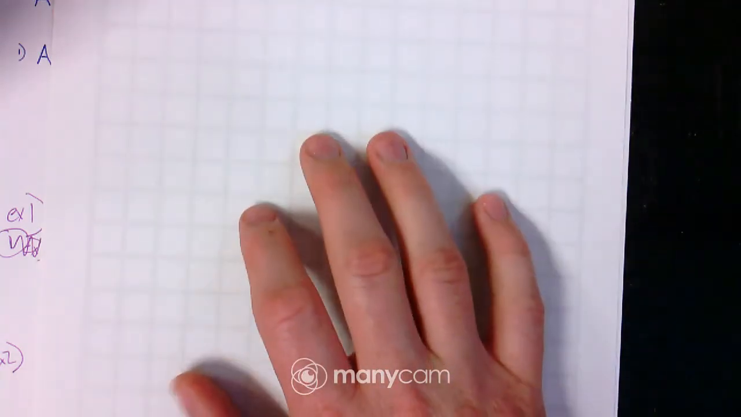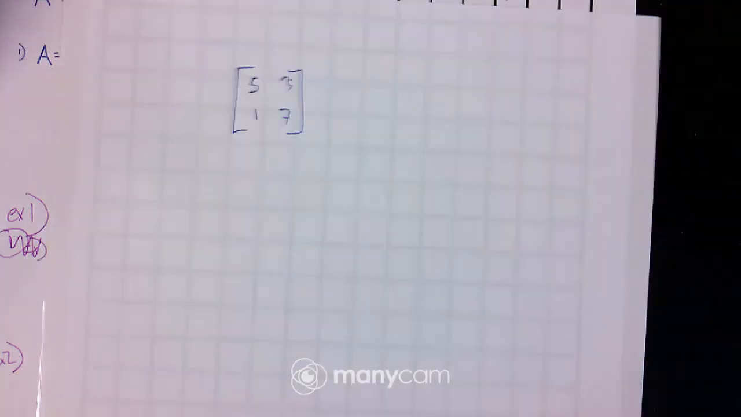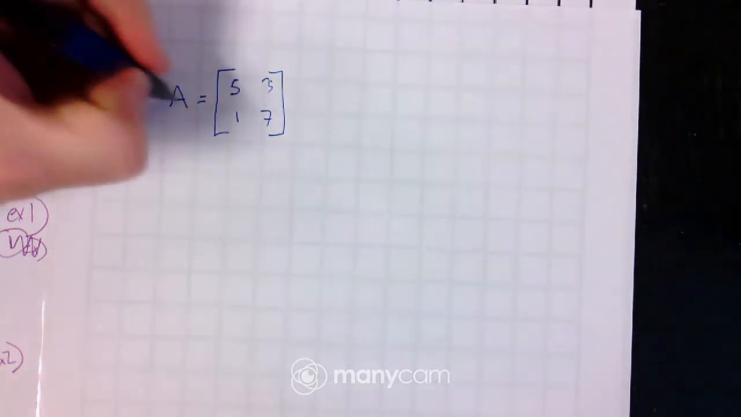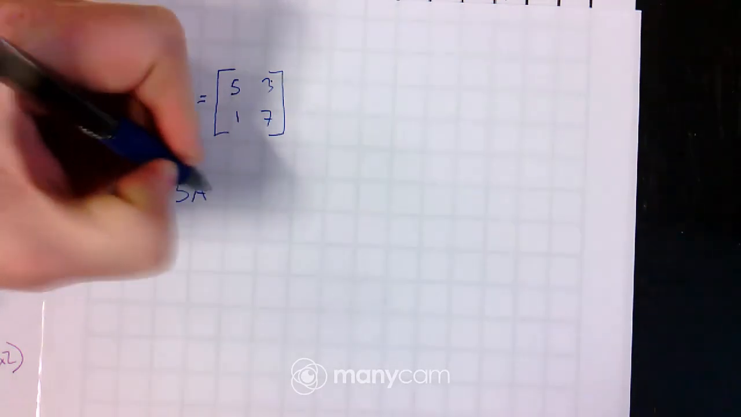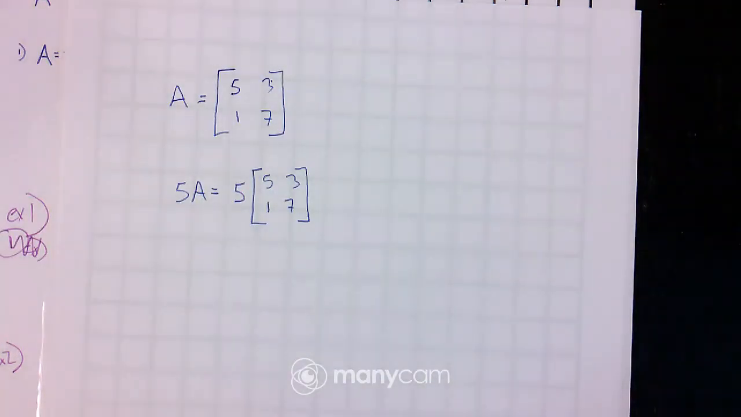Okay, so let's just go back and look at this one. We'll just say 5, 3, 1, 7. Now I just have some random thing, right? And we'll say that's equal to A, which it is in the book. What if I was to say, can you tell me what 5A is? That's the same as writing 5 times this whole thing. What do you think I'd do in this situation? Multiply 5 by each one.